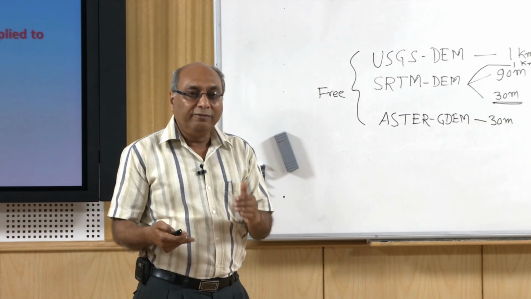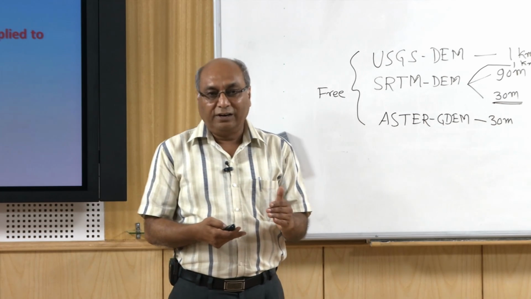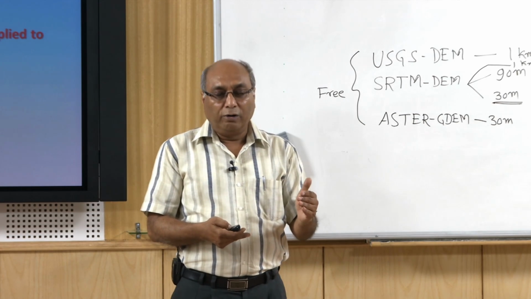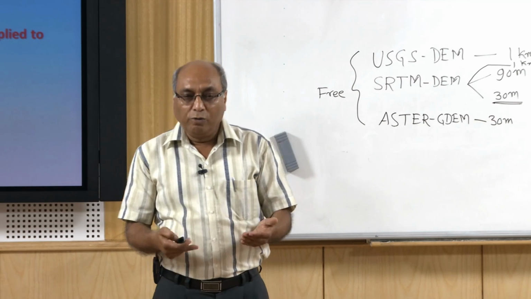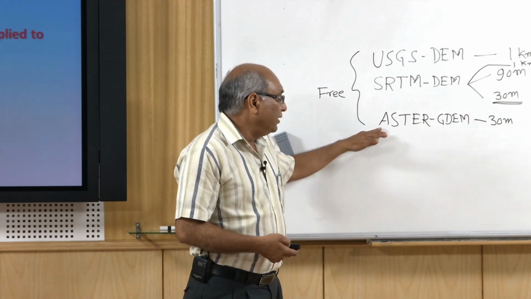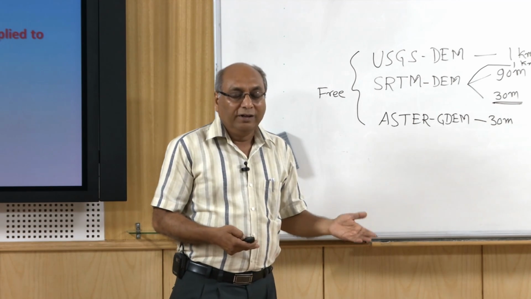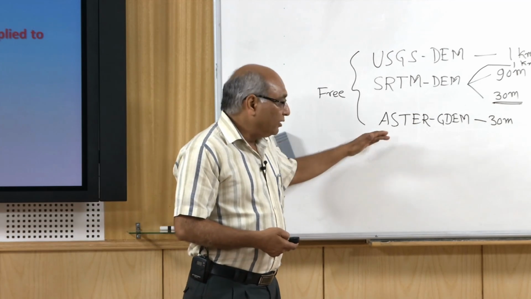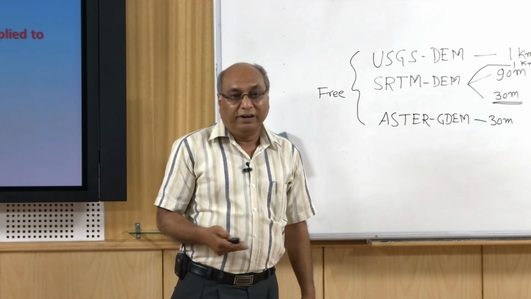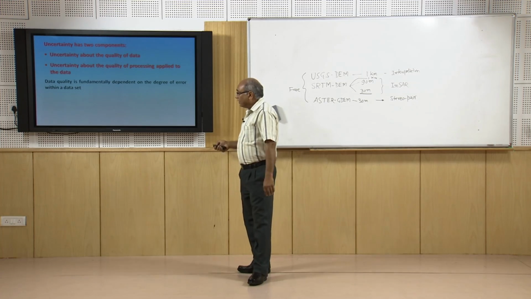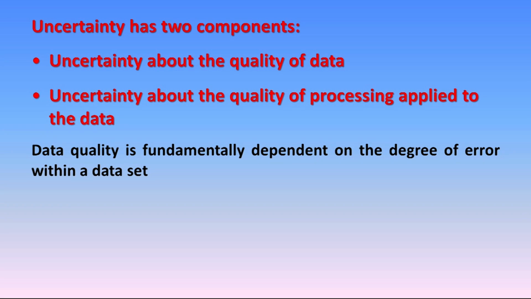So whichever DEM has the closest representation of your control or ground control points, you can say that DEM is representing my terrain truly, compared to a different DEM. And therefore the data quality is fundamentally dependent on the degree of errors within the data set. This is very important here about the data quality.